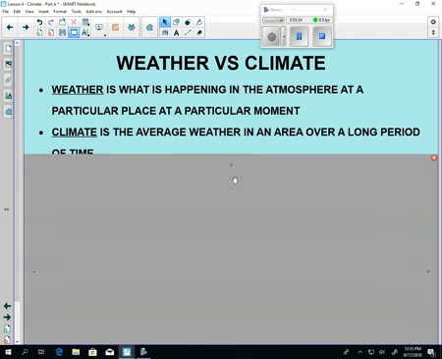So weather is what happens in the atmosphere at a particular place at a particular moment. The weather here in Bathurst is not the same as what's happening in Winnipeg at the same time. In fact, I was talking to my son last night, and he's working in northern Manitoba, and he says there's snow. So the weather is different here. Now, climate is the average weather in an area over a long period of time. Over a long period of time. Okay.